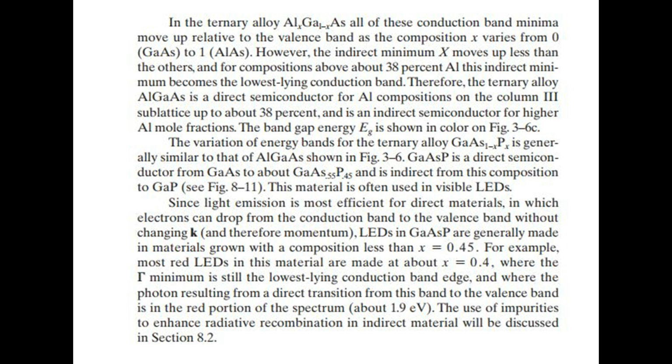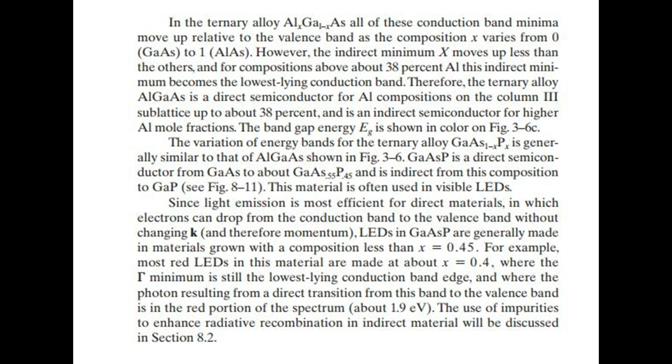Gallium arsenide phosphide is a direct semiconductor from gallium arsenide to about GaAs 55P45, and is indirect from this composition to gallium phosphide, see Fig 8.11. This material is often used in visible light-emitting diodes.